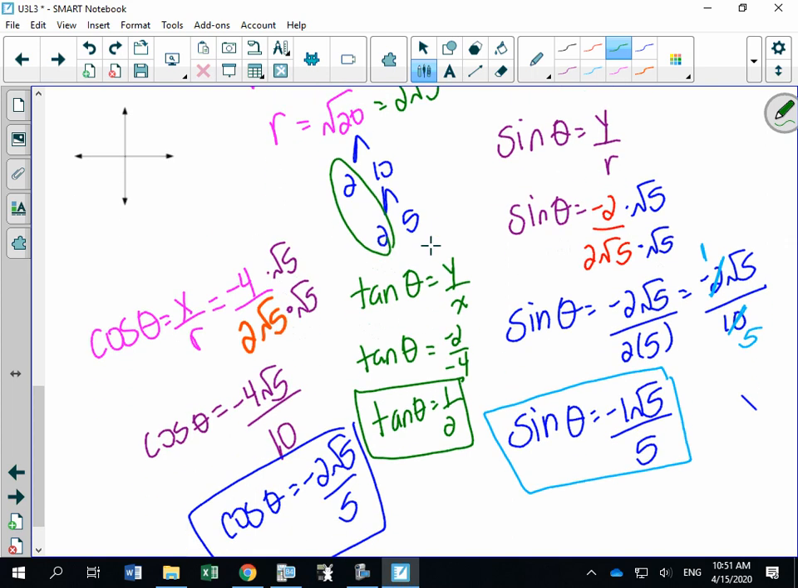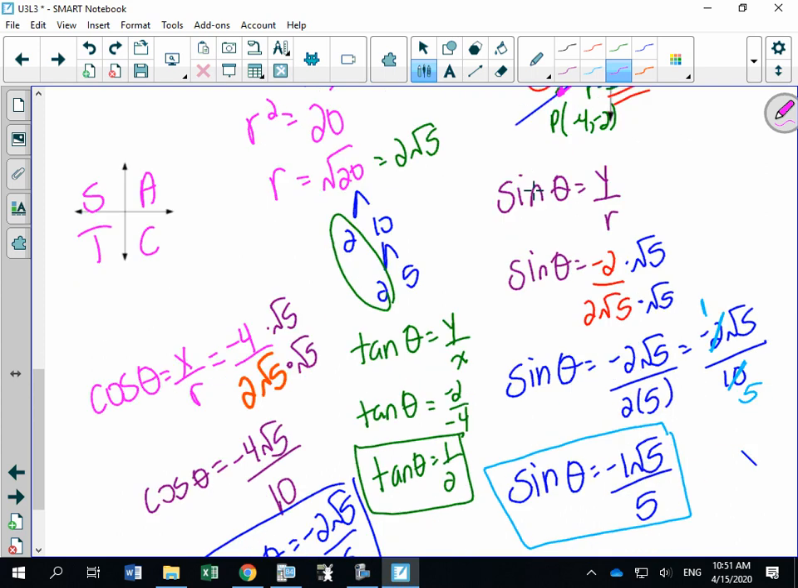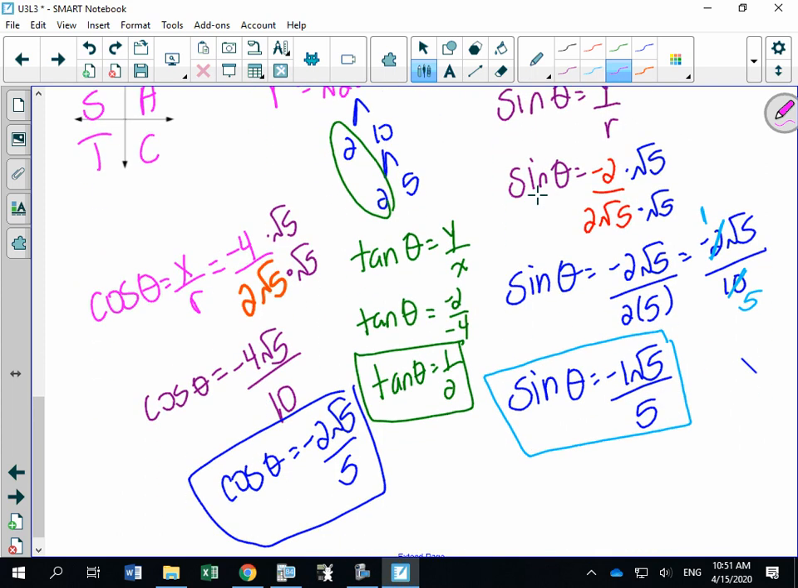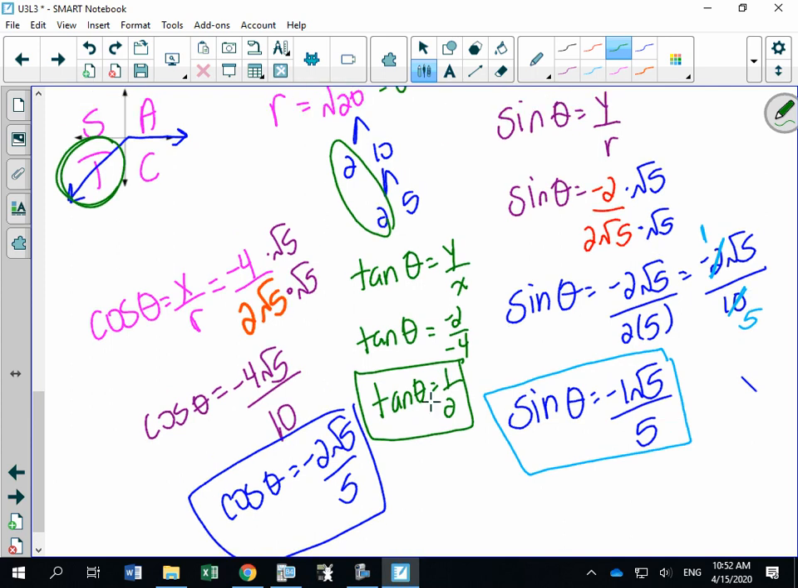I always check using the CAST rule. According to the CAST rule, my terminal arm was in quadrant 3. What was the only trig ratio positive in quadrant 3? That answer is tan. So I look at my 3 answers and say tan better be positive, and it is. In this quadrant, cosine is negative, and sure enough, I got a negative cosine, and sine is negative, and I got a negative sine.